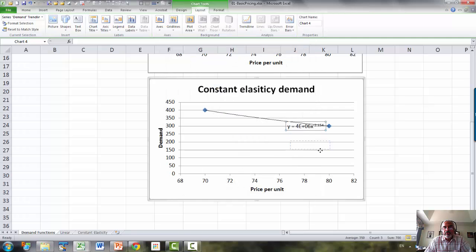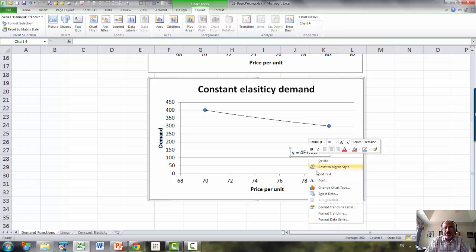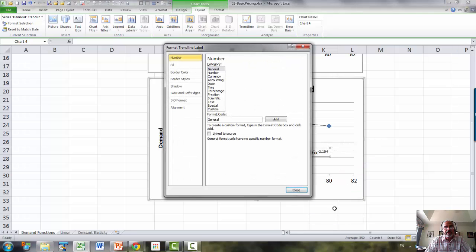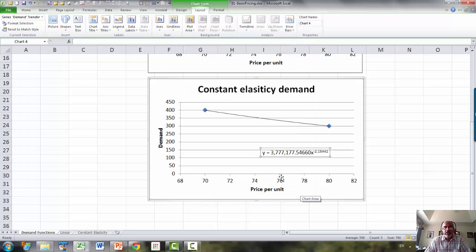Now we have the function, and we want to make sure that this is formatted properly. We don't want scientific format, and we do want more than just 3 decimal places. So right click, trend line labels, select number and put 5. Now we have A and B with 5 decimal places. Now we highlight the A part very carefully, making sure that all decimal places are covered.